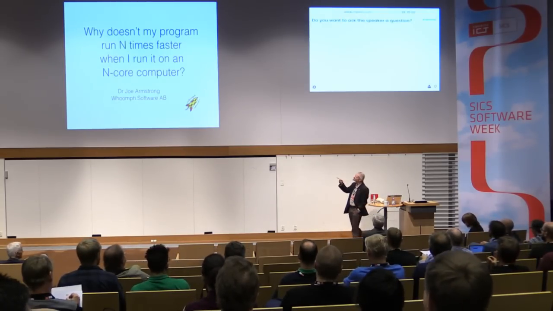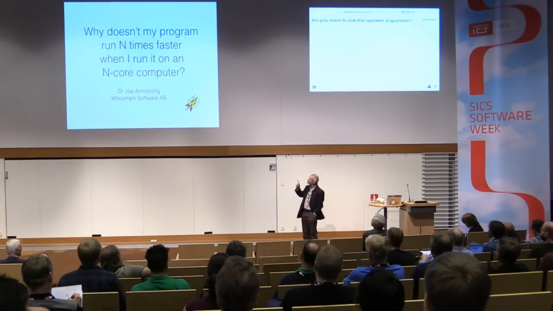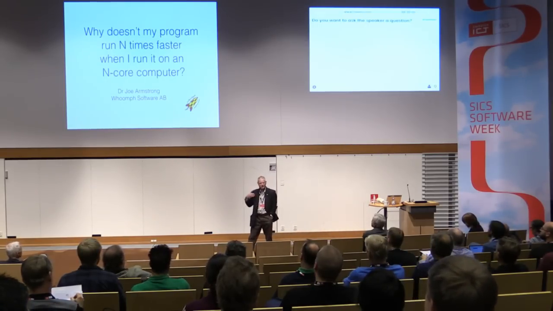Why don't programs run n times faster if you buy an n-core computer? I mean, a lot of programmers just thought when multicores came along, 4-core computer, I can take my code, run it on this thing, and it'll go 4 times faster. And then they bought these things, and they found it wasn't true.